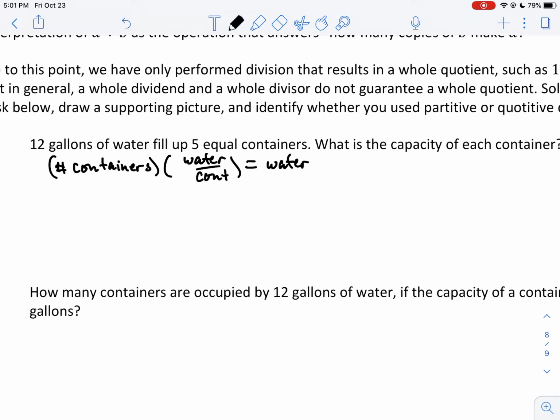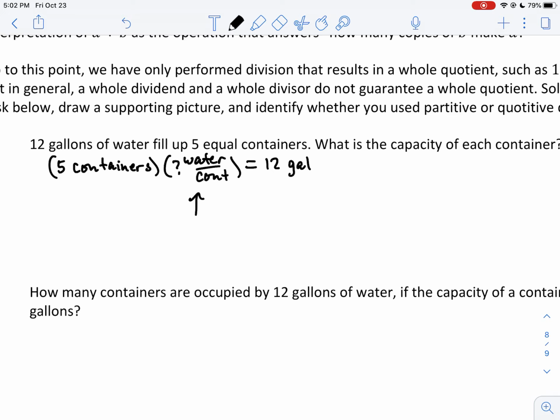Well, we know 12 gallons of water fill up 5 containers. So I know that we have 5 containers. So let me just put a 5 there. What I don't know is how much water there is per container, but I do know that we get a total of 12 gallons. Let's put 12 GAL.